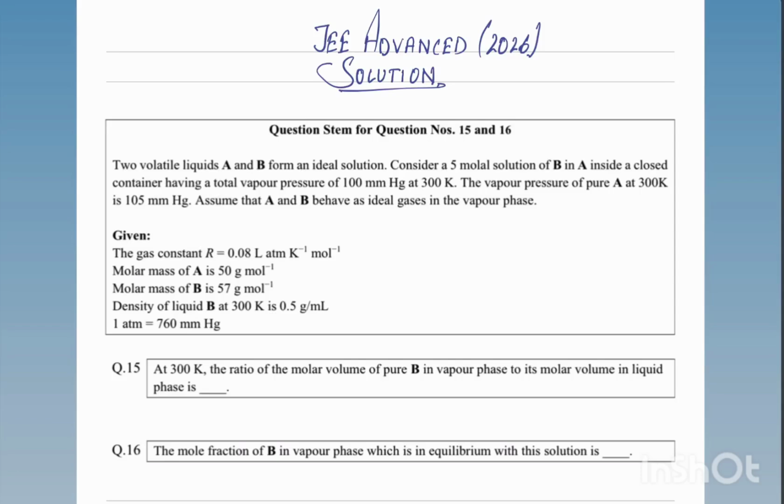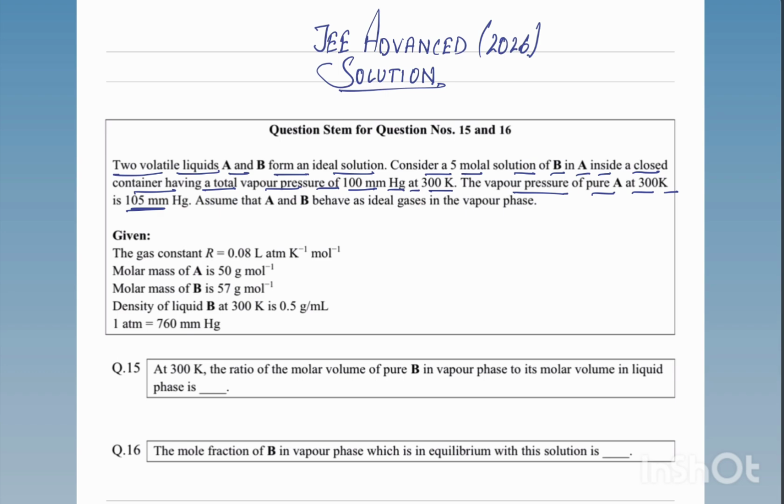Hello everyone, today we are going to discuss a question from JEE Advanced 2026 paper 2, which is from the solution chapter. It says two volatile liquids A and B form an ideal solution. Consider a 5 molar solution of B in A inside a closed container with a total vapor pressure of 100 mm Hg at 300 Kelvin. The vapor pressure of pure A at 300 Kelvin is 105 mm Hg.